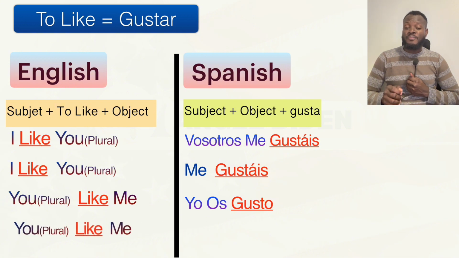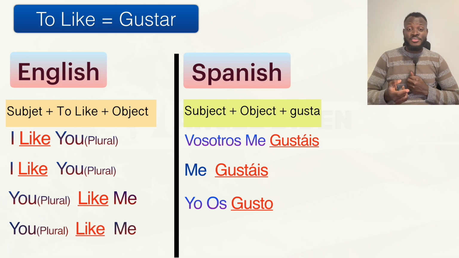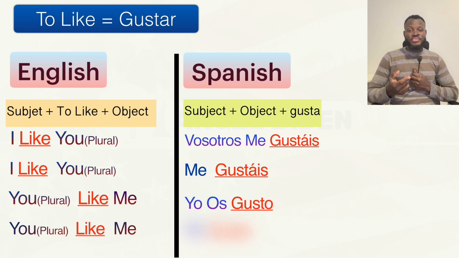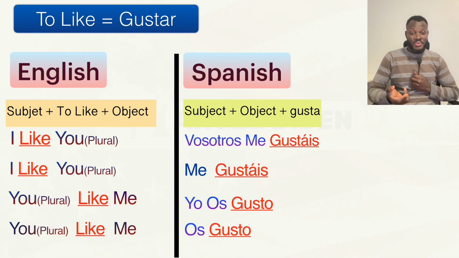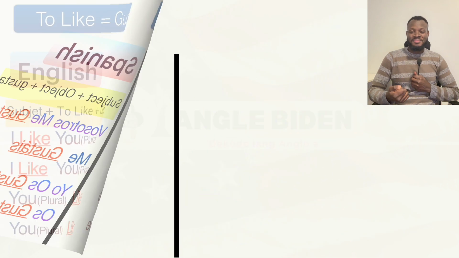Now, we just remove the personal pronoun for the subject, and we're left with os gusto. Okay? Os gusto, that's pretty simple. Okay, now it's time to review. I like you, plural. Vosotros me gustáis. I like you, me gustáis. You like me, yo os gusto. You like me, os gusto. Let's continue.